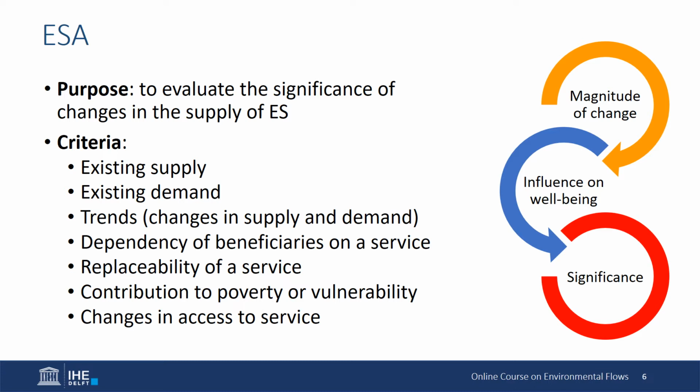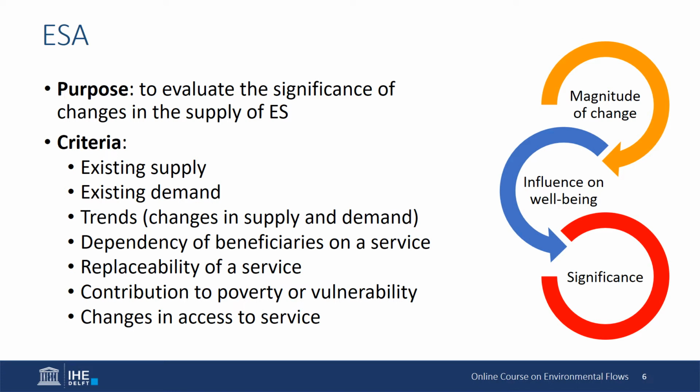The purpose of ecosystem services assessment is to determine how significant the impacts of a human intervention are on the supply or demand of ecosystem services and on the well-being of the beneficiaries. The overall significance of an impact is a function of the magnitude of the change in the supply and demand of ecosystem services and the effect of that change on the well-being of the affected people.